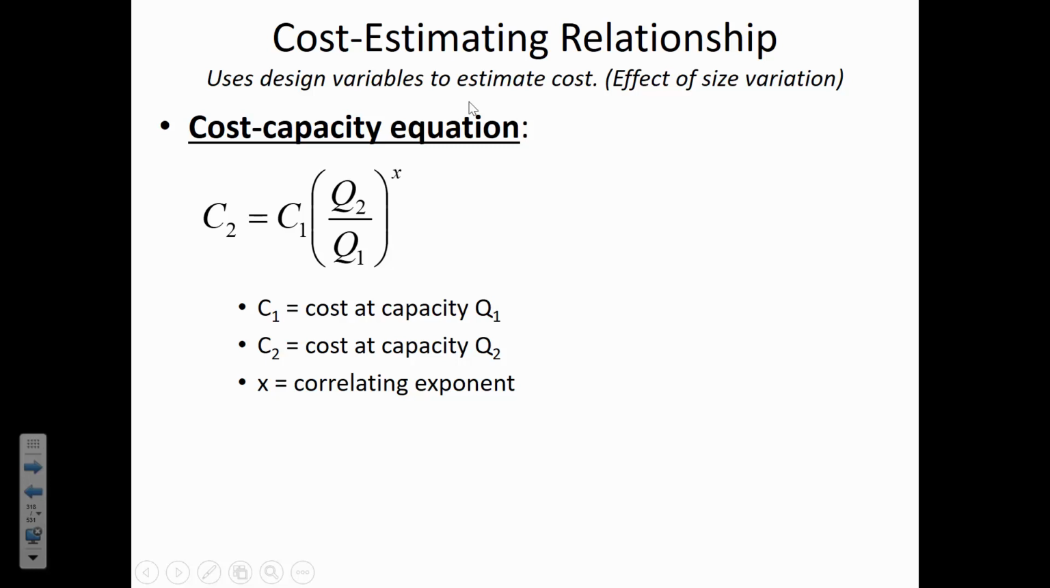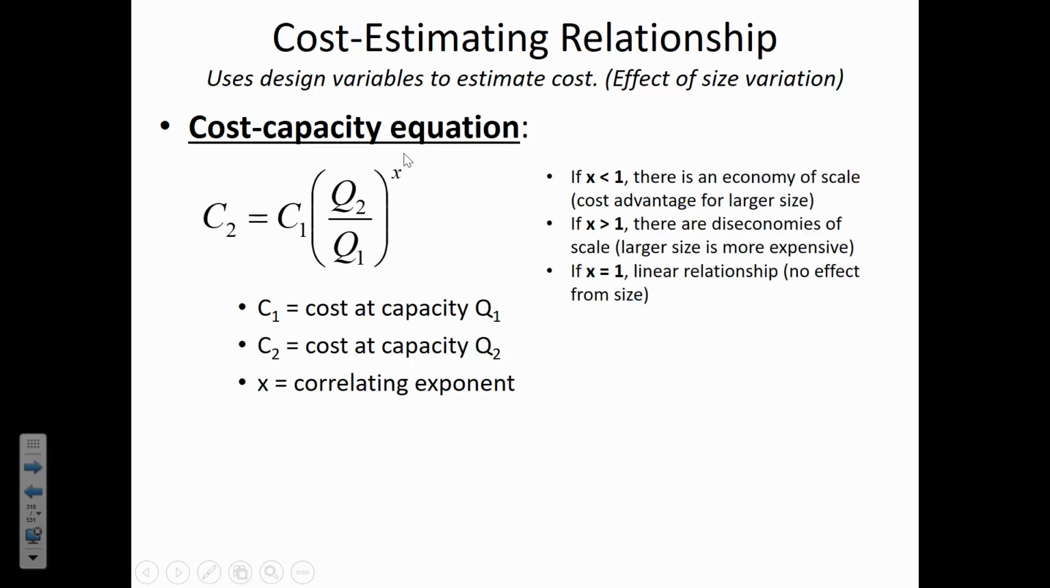That if you have cost data for something that's larger or smaller, you can still use it to project what the cost may be for the project that you're interested in, as long as you know the cost of that original thing and then a ratio of the sizes. And so Q2 and Q1 are related to the relative size of each of the things. And then the magic kind of happens in the correlating exponent. The correlating exponent is what tells you whether you're getting a discount or whether you're actually having to pay more based on the increase or decrease in size.